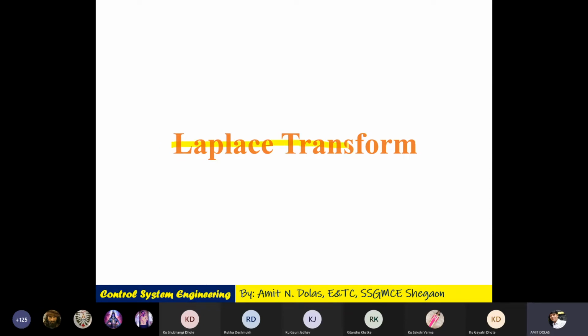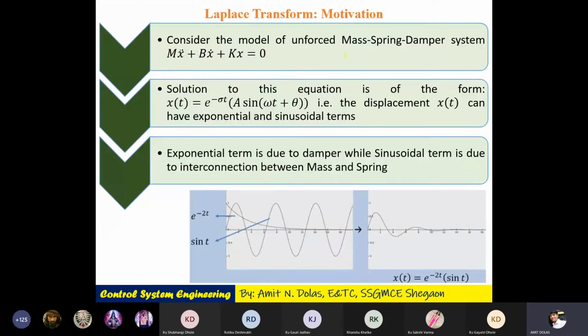Okay. So the Laplace transform, most of you know Laplace and inverse Laplace from mathematics. Now, the motivation: why the Laplace transform? Consider the model of an unforced mass spring damper. Now this is new to you. A mass spring damper is actually a mechanical system that will be covered later in unit number 1 in detail. Just for this time, you just focus on the equation, not the analysis.